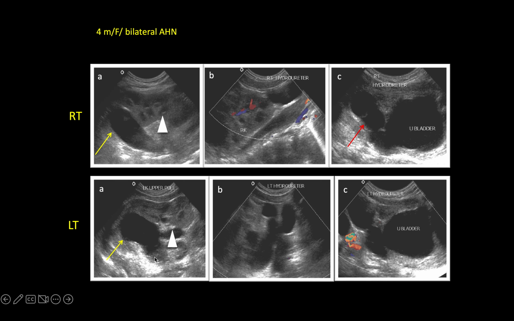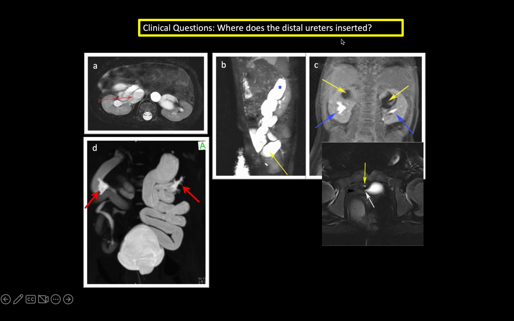So this is a 4-month-old girl, bilateral antenatal hydronephrosis. Similar findings that we saw in the earlier case. Bilateral upper moiety is dilated. The lower moiety on both sides looks more or less normal, but the distal ureter or even the proximal ureter is dilated and tortuous on both sides. Both sides had a very dilated vesico-ureteric junction. Okay, right side and left side. Now, the clinical question is, where does this distal ureter insert?